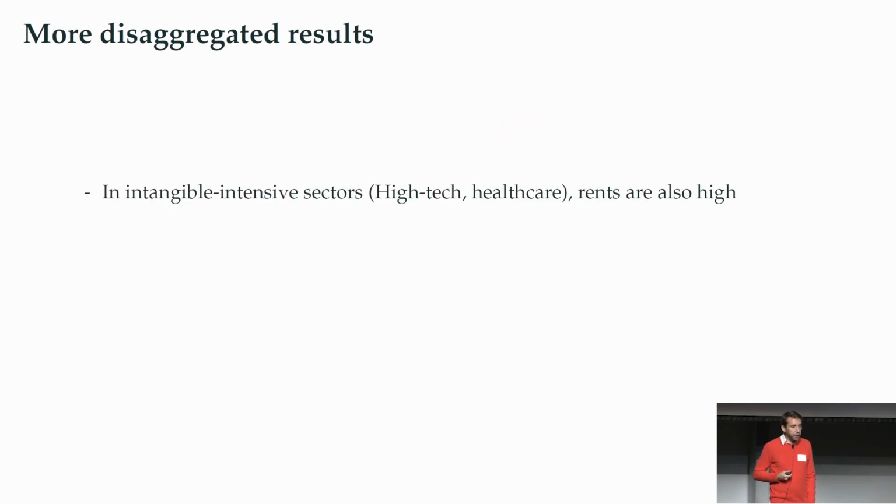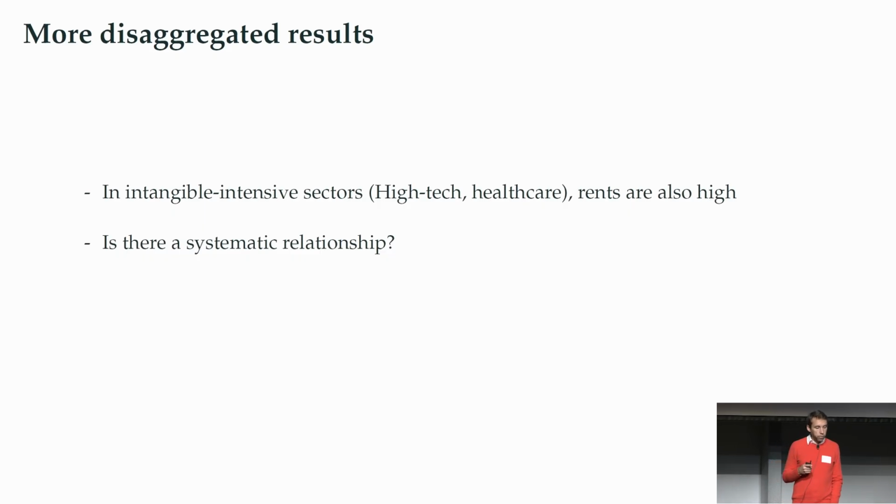Okay, the last thing I want to do is dig even deeper into the disaggregation, because one thing that struck us when we looked at this data is it looks like highly intangible intensive sectors, high tech and healthcare, also have high rents. And so we wanted to get a first handle on, is there a relationship here? Is intangible intensity somehow conducive to higher rents?